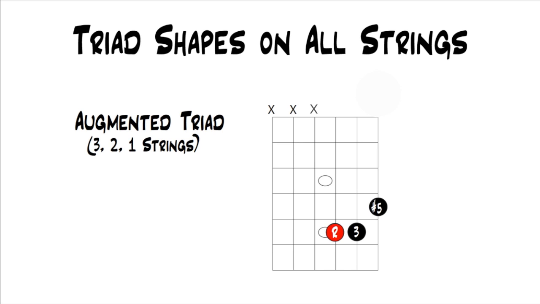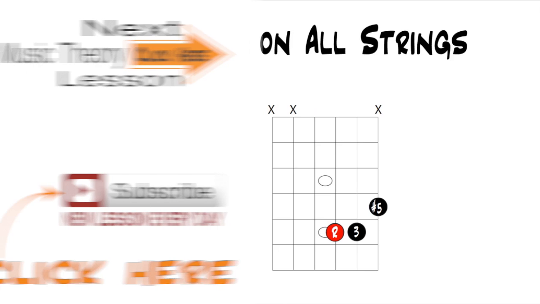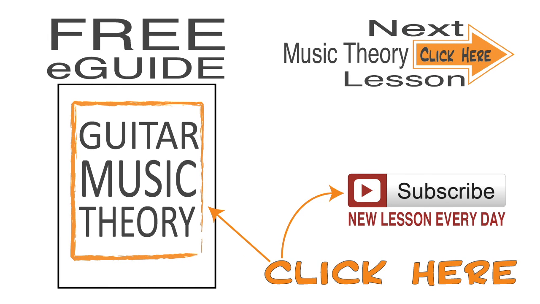But starting with the one that starts on the 6th, 5th, and 4th, you should by this point be able to see how to just change them as you start hitting that 2nd string. So this is just a quick lesson to show you how to play these triads on all the string sets. Again, these are all in the e-guide, so you can use that as a reference anytime you need it.